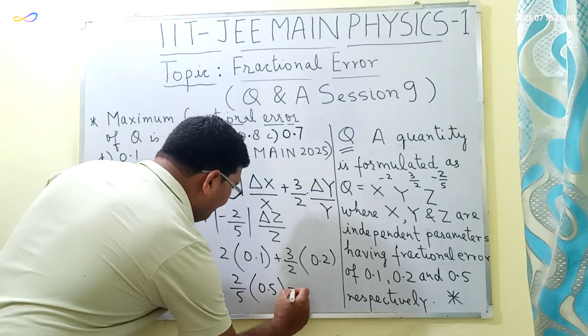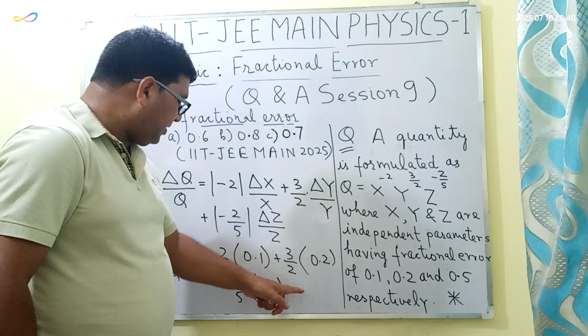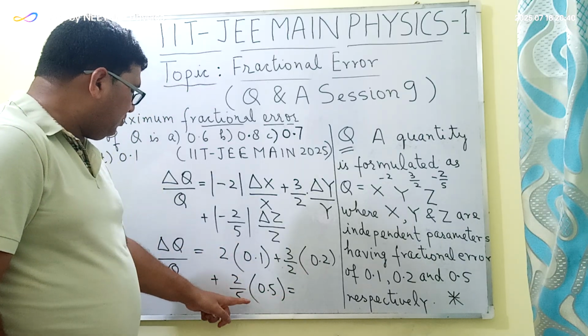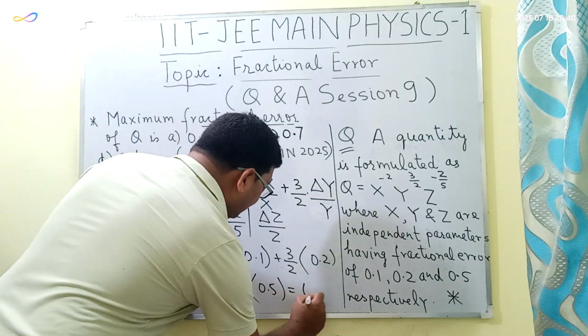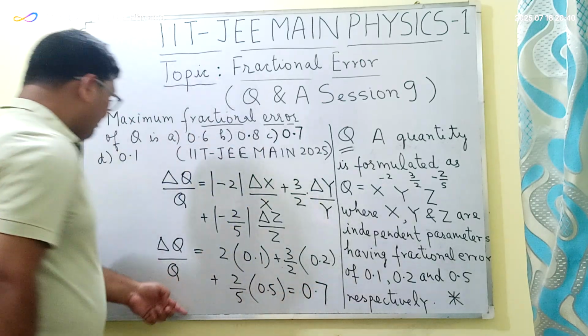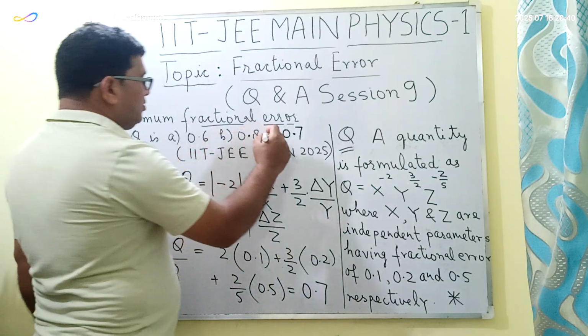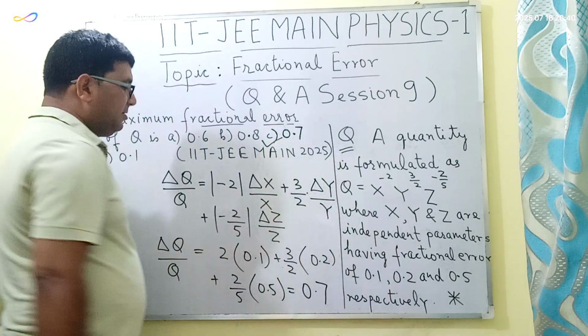So here this will be equal to 0.2 and this will be equal to 0.3 and this will be equal to 0.2. So 0.2 plus 0.2 is equal to 0.4 and plus 0.3, so this is equal to 0.7. So the maximum fractional error in the measurement of q will be equal to 0.7, so the correct option here is C.